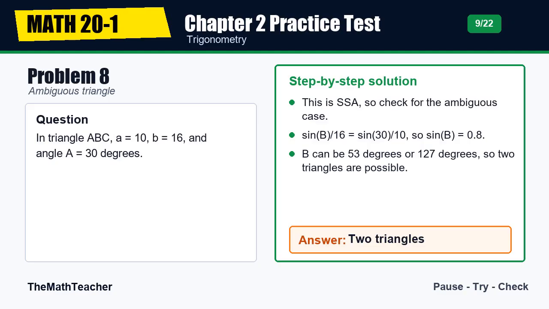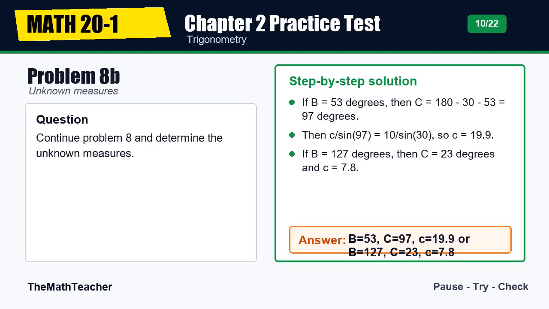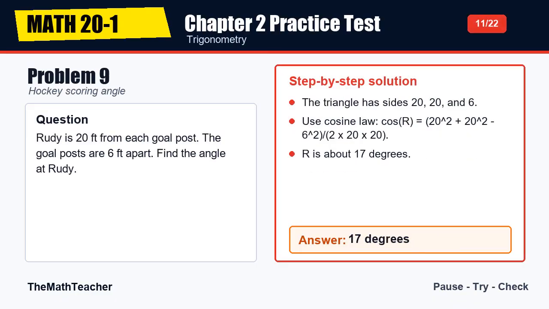Problem 8 continued. For the first triangle, B is 53 degrees, so C is 97 degrees, and the sine law gives c about 19.9. For the second triangle, B is 127 degrees, so C is 23 degrees, and c is about 7.8. Problem 9. Rudy and the two goalposts form an isosceles triangle with sides 20, 20, and 6.